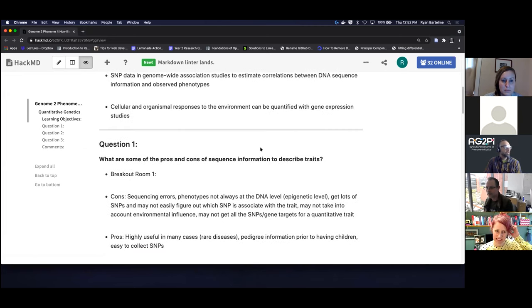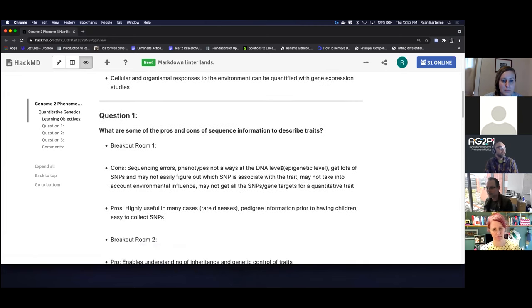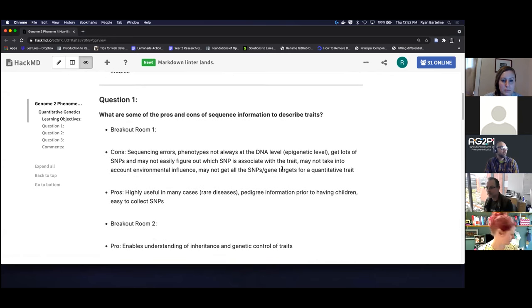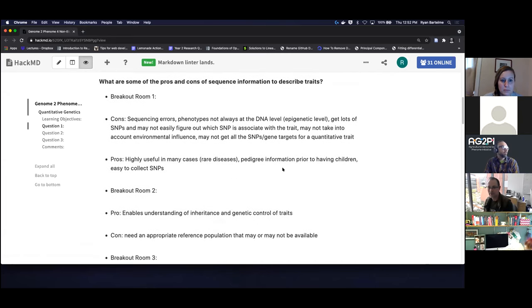So the first question is, what are some of the pros and cons of sequence information to describe traits? Breakout room one came up with sequencing errors, phenotypes not always at the DNA level, epigenetics. It's a good tie-in for next week. You get lots of SNPs. It may not be easy to figure out which SNP is associated with the trait. It could not take into account environmental influence. You may not get all of the SNPs or target genes for a quantitative trait.